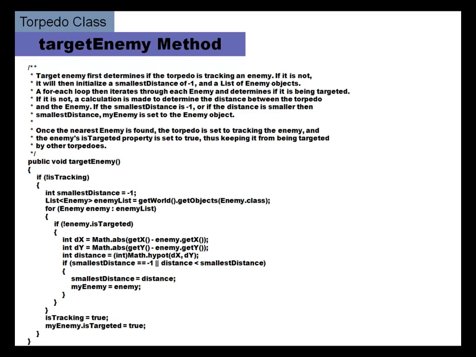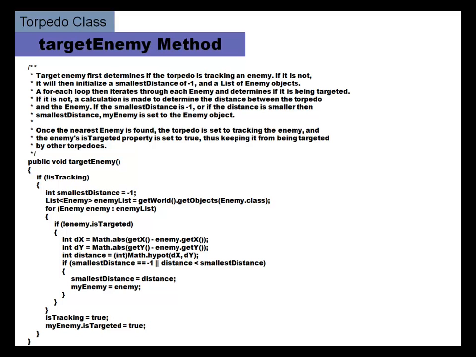The target enemy method first checks to see if the torpedo is not tracking the enemy. If it isn't, it initializes smallest distance and a list of enemies. Iterating through the enemy list, the program then determines if an enemy is not targeted before calculating its distance using math methods. If you know your math, you'll notice how this distance is calculated.